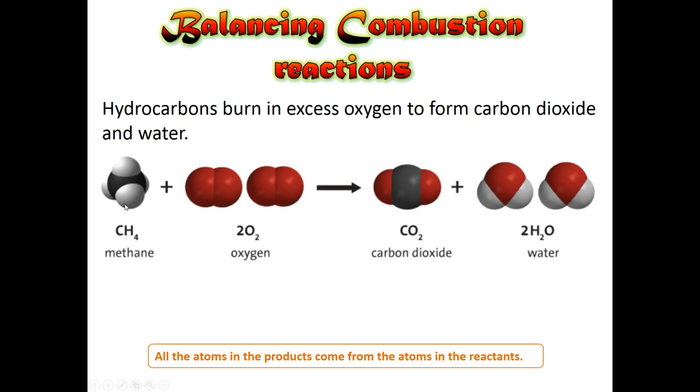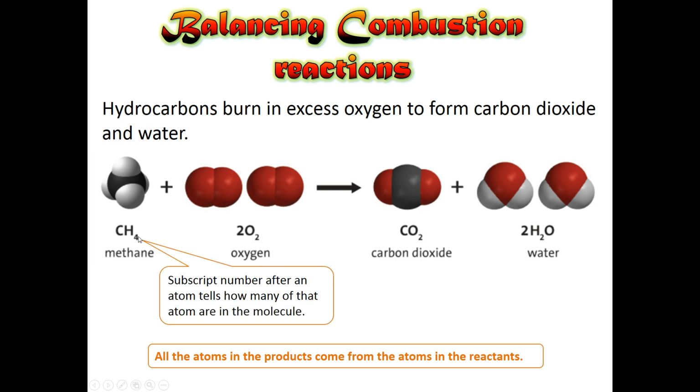Now, when I go back to this slide again, you'll notice that we can write it out in shorthand: CH4, 2O2, CO2, 2H2O. Remember that the subscript number applies to the number of atoms of the element preceding it. So I've got 4 hydrogen atoms here, 2 oxygen atoms in each molecule, 2 oxygen atoms in each molecule, 2 hydrogen atoms in each molecule.